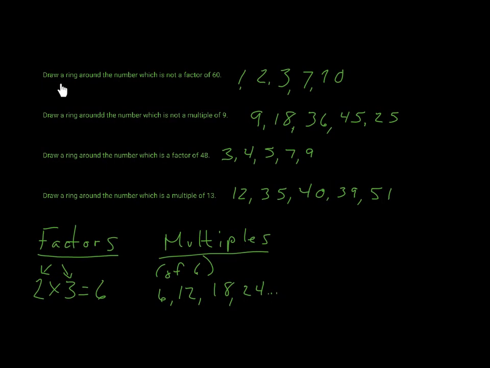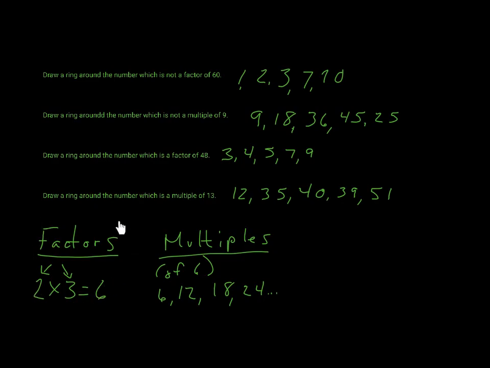Our first question says draw a ring around the number which is not a factor of 60. You have to read the question really carefully because these are kind of tricky questions if you're not paying attention. It does say the word not, so we're looking for a number that is not a factor of 60.